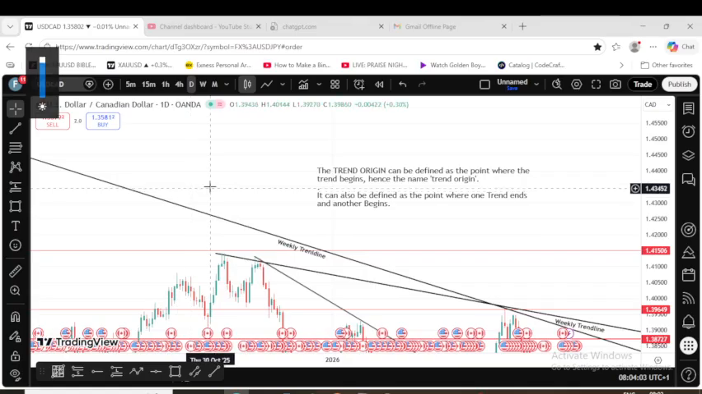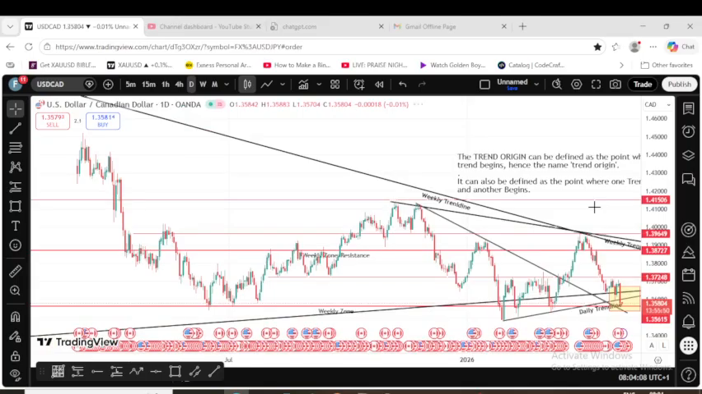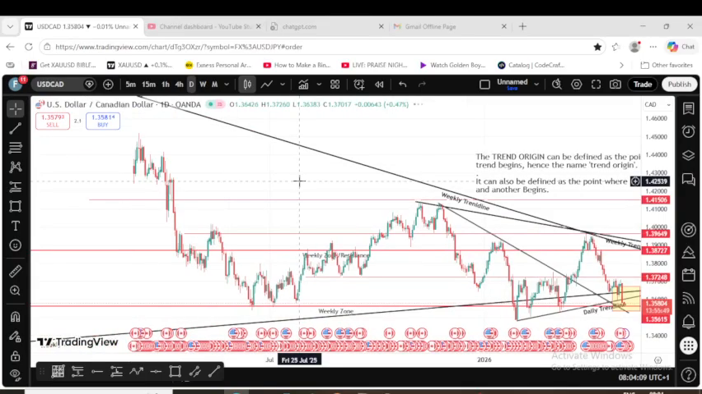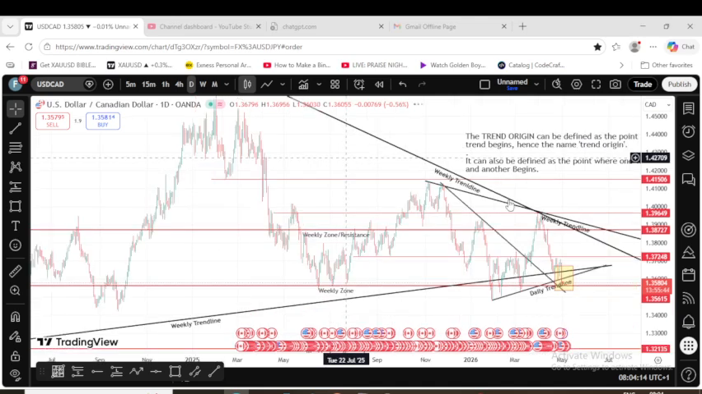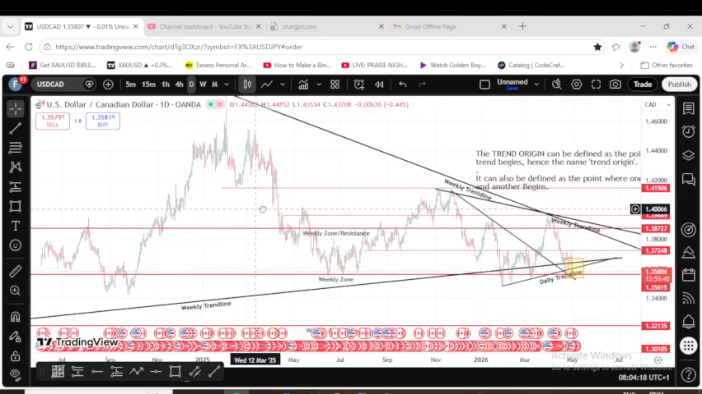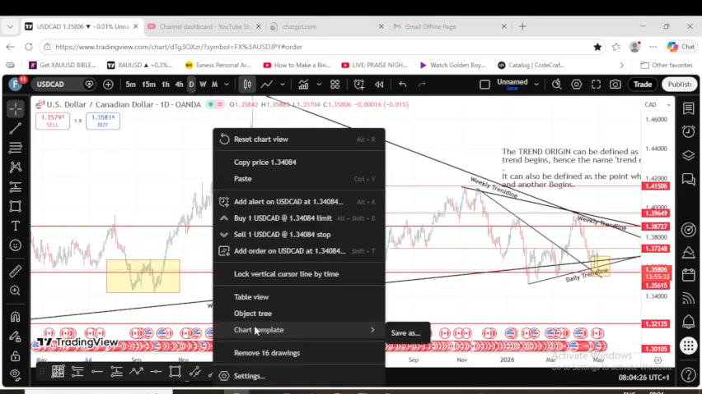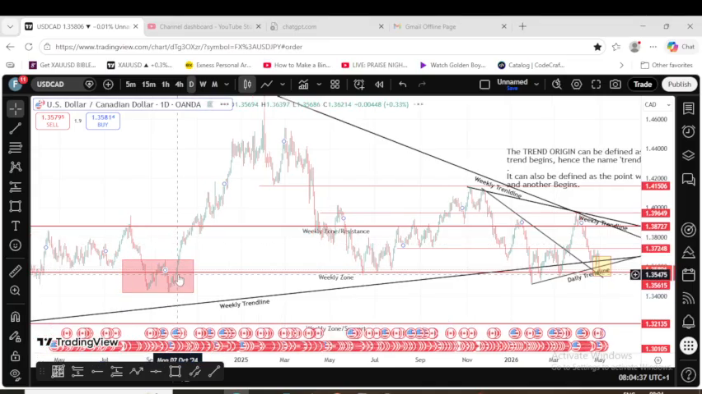Okay, so now we're going to be looking for our trend origins. We've already seen the definition of our trend origin. A trend origin, you can tell, is where one trend ends and another begins. So where can we see points in which a trend ends and another trend begins? We can clearly see that there was a trend preceding this point. Let's make this red. We can clearly see that price was not moving in a particular direction prior to this.